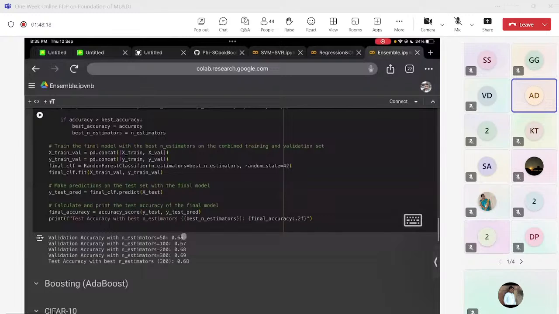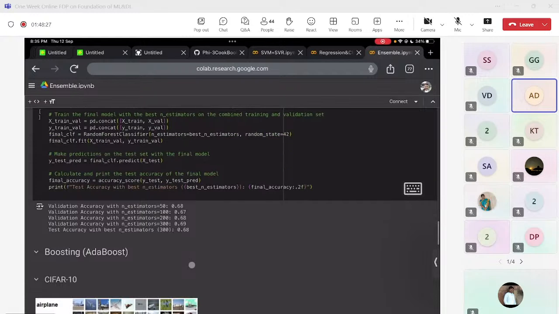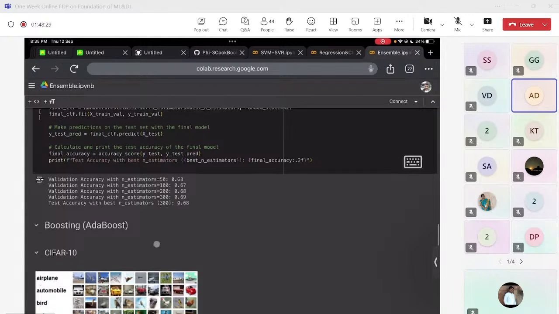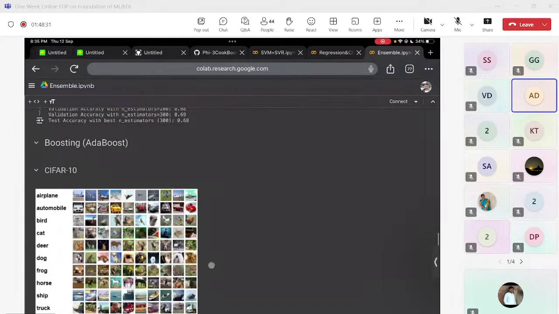So these are the different values. The best estimator is with 300; the best validation accuracy is with 300 estimators, and the final test accuracy is 0.68. Now let's look at boosting, the AdaBoost algorithm, like I said. And now let's get into a more realistic scenario.